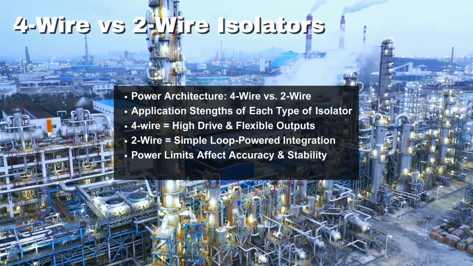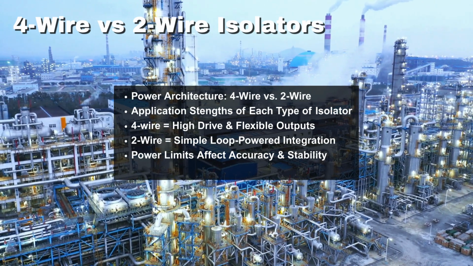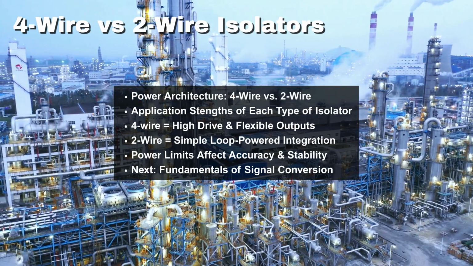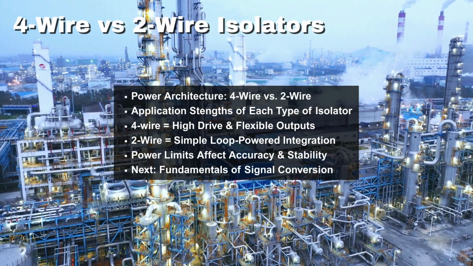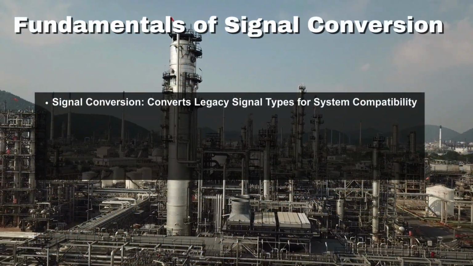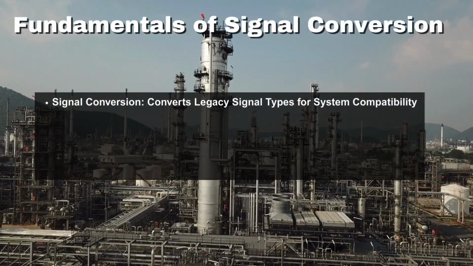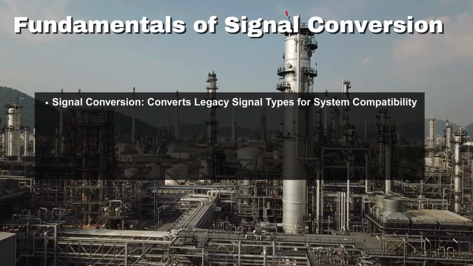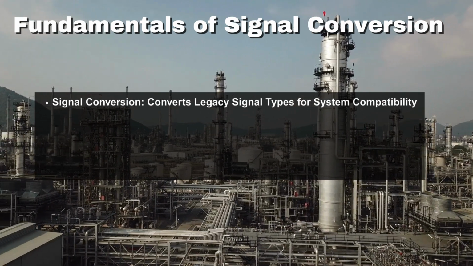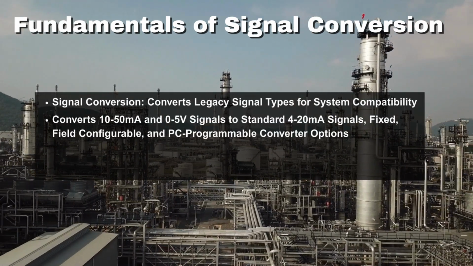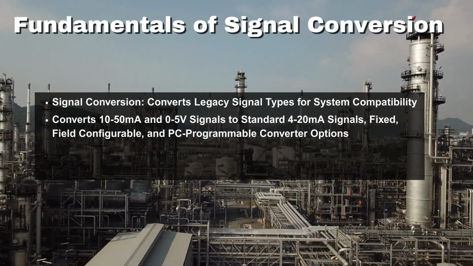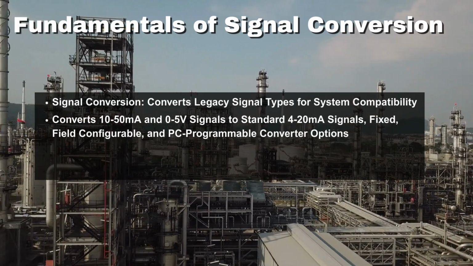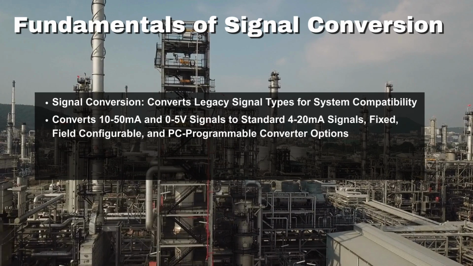With that foundation in place, this video will shift focus and walk through the basics of signal conversion and how signal converters also perform critical roles in process control and monitoring. Signal conversion plays a vital role in process control by ensuring that different instruments and receiving devices are compatible when different signal types are utilized. Converters make it possible to translate legacy signals like 10 to 50 milliamps or 0 to 5 volts into today's standard 4 to 20 milliamps that your control system can read.